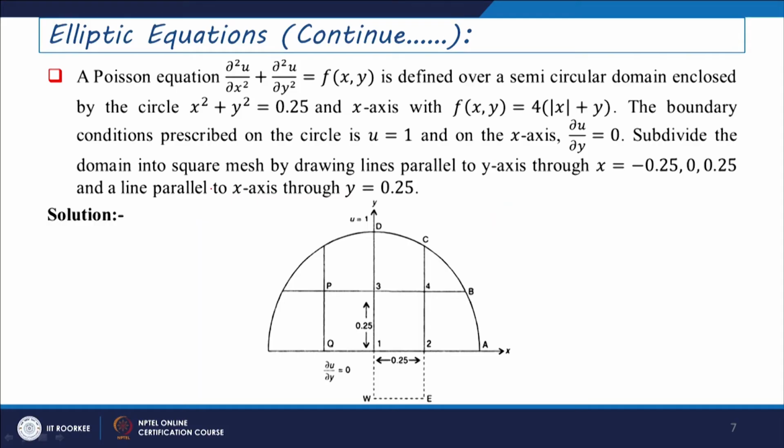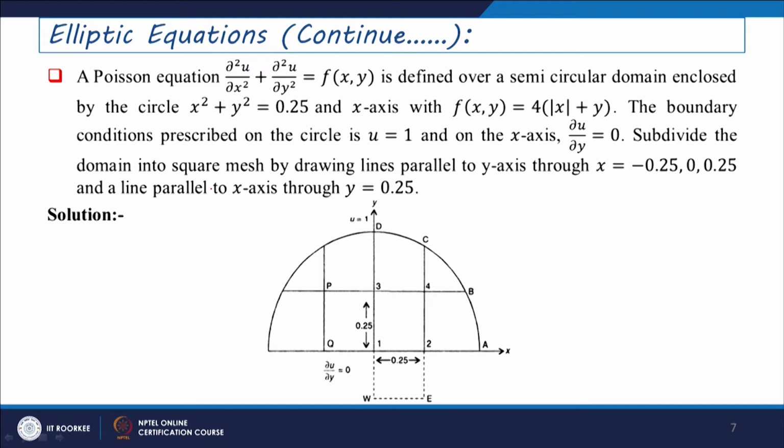We are considering here this problem, which is a semicircular domain, where irregular grid points can be chosen to find the solution. So, for this Poisson equation, the problem is given as del square u by del x square plus del square u by del y square equals f of x, y, defined over a semicircular domain enclosed by the circle x square plus y square equals 0.25 and the x axis, with f of x, y equals 4 into mod of x plus y. The boundary conditions prescribed are u equals 1 on the circle, and on the x axis del u by del y equals 0.